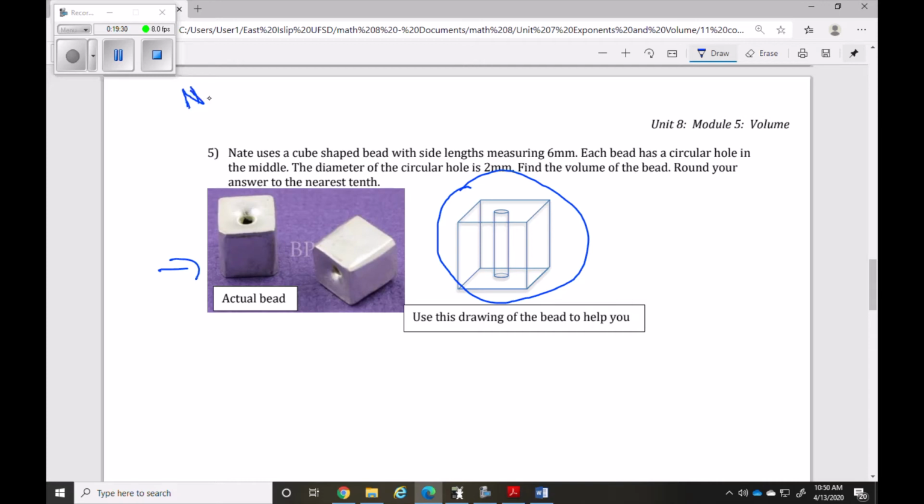the volume. So a little note, usually when it's a shape inside of a shape, we subtract the volumes.